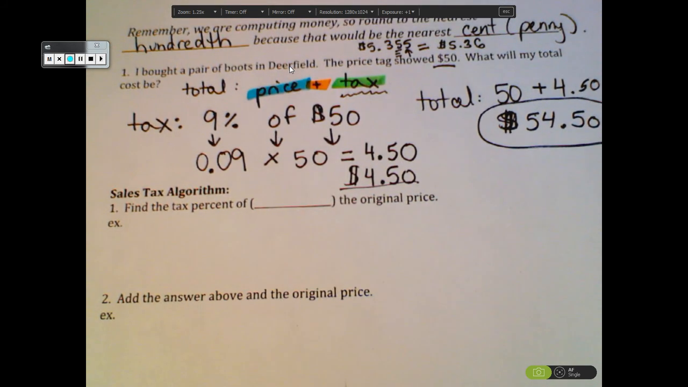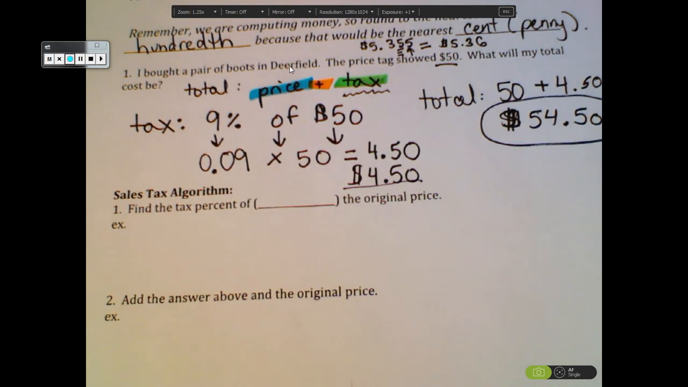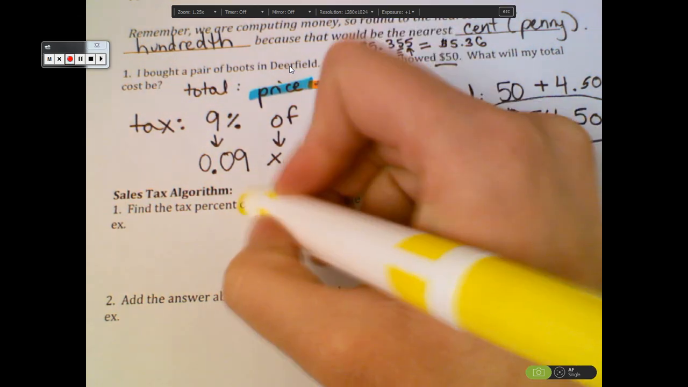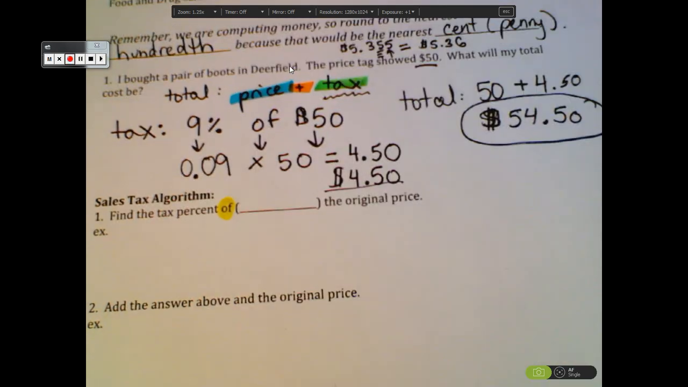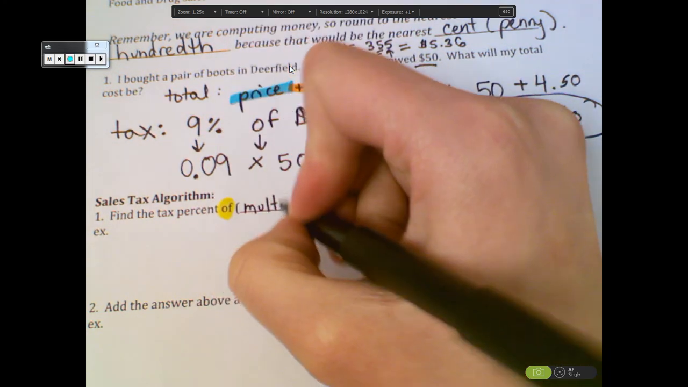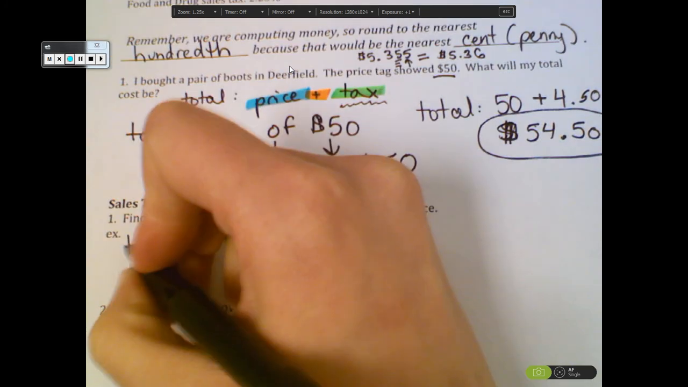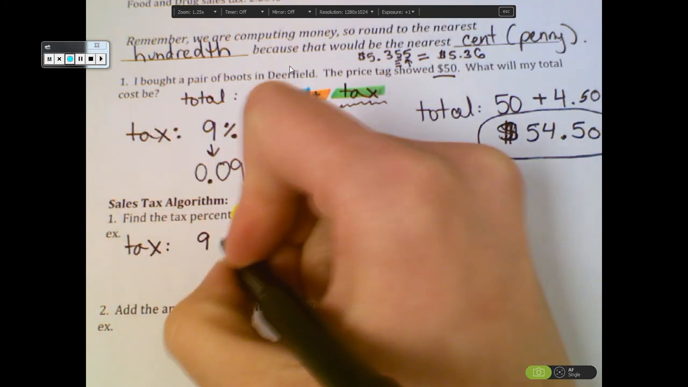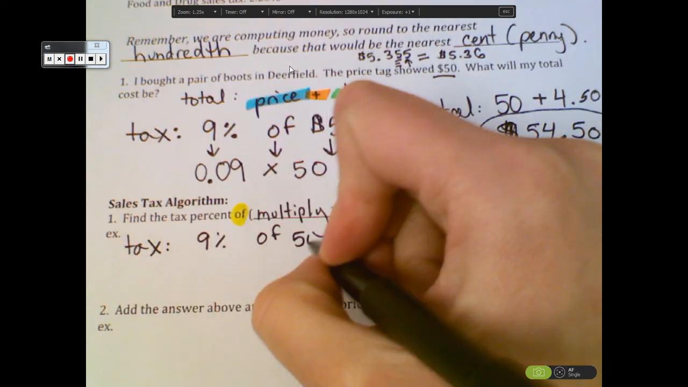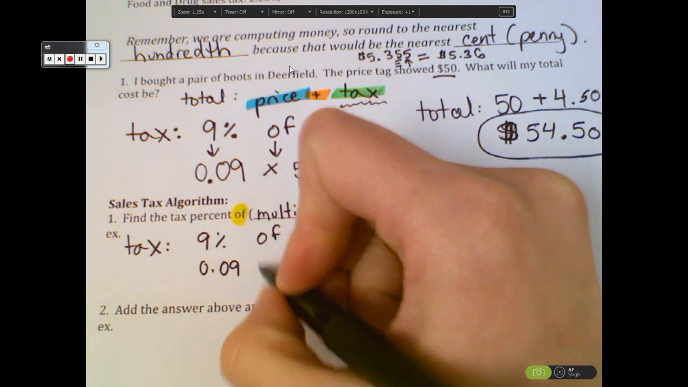Now let's look at an algorithm so that we have a set of rules in order to solve. The first thing that we need to do is figure out, well, how much tax are we paying? To figure out how much tax we're paying, we're going to find the tax percent of the original price. We know that of means multiply. So in the example above, we found the tax, which was 9% of 50, or 0.09 times 50.